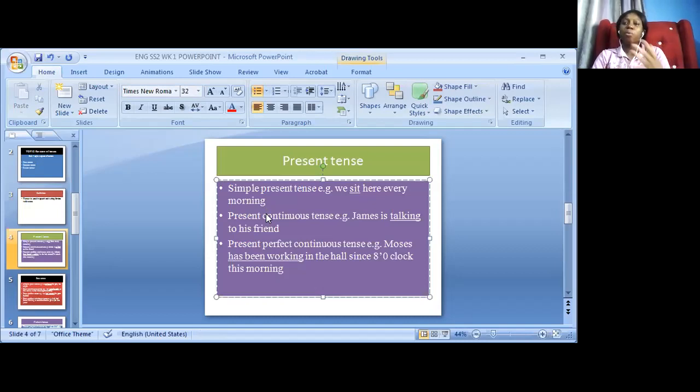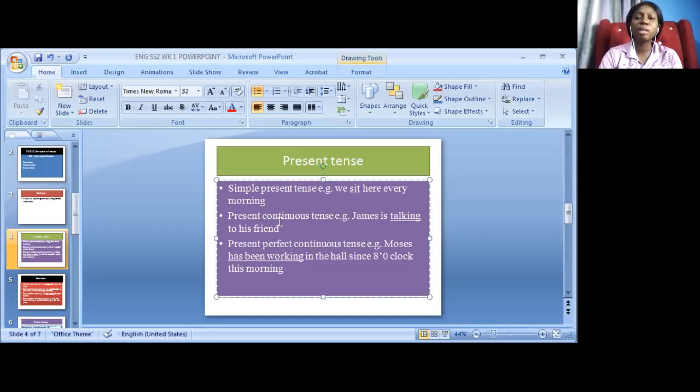For instance, we sit here every morning. Now the verb sit is in the present tense because it's telling us of a habitual action that takes place almost all the time. Another example is we eat bread and tea for breakfast every day. So eat in that sentence is also in the simple present tense to show a habitual action. That's the simple present tense.